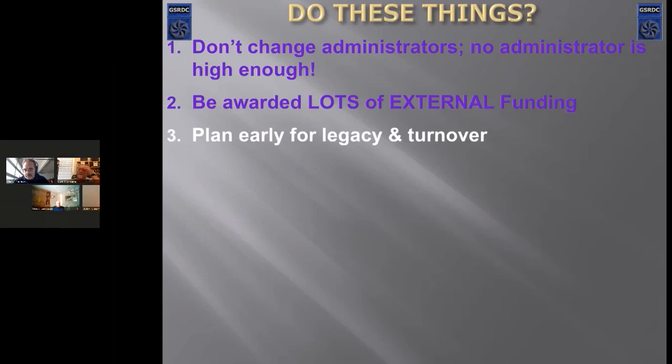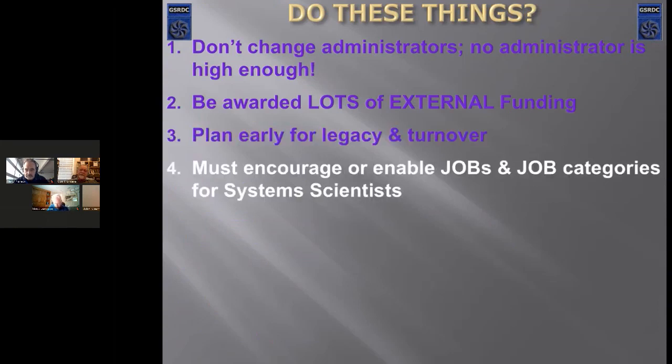Plan for legacy and turnover. Make sure that you have people in position already who are interested in systems that will continue your organization. That's a mistake I made for my institute. We must somehow enable jobs and job categories for system scientists. People hire systems engineers. That's why there's a 17,000 strong International Council on Systems Engineering, which has funded this particular office twice now.